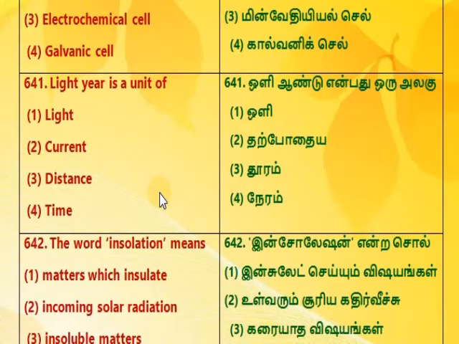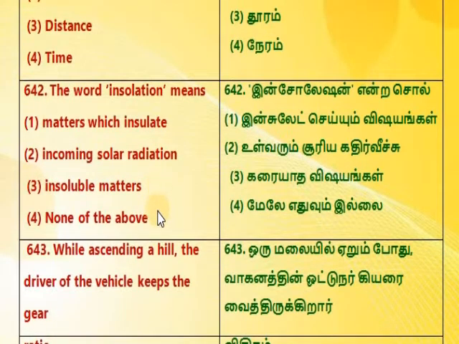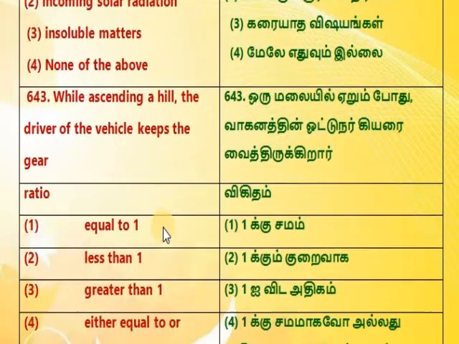641. Light year is a unit of: 1. Light, 2. Current, 3. Distance, 4. Time. 642. The word insolation means: 1. Matters which insulate, 2. Incoming solar radiation, 3. Insoluble matters, 4. None of the above.